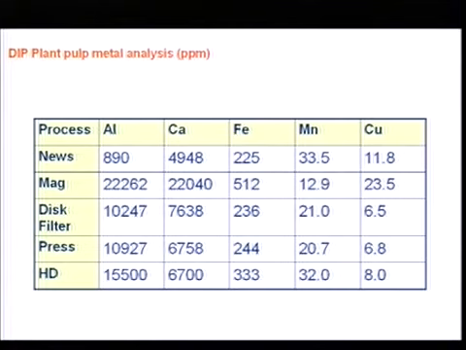At the high D chest, again your metal content goes up compared to the press. This is because your paper machine water comes back and dilutes the pulp. We are bringing metal back into the system, and we bleach right there with the increased metal. So, we need to fix this metal with the chelants.